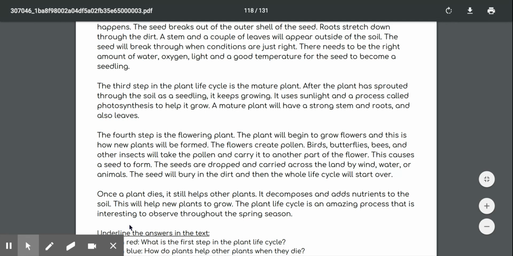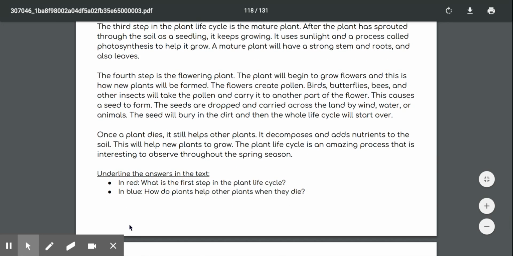The flowers create pollen. Birds, butterflies, bees, and other insects will take the pollen and carry it to another part of the flower. This causes a seed to form. The seeds are dropped and carried across the land by wind, water, or animals. The seed will bury in the dirt, and then the whole life cycle will start over.